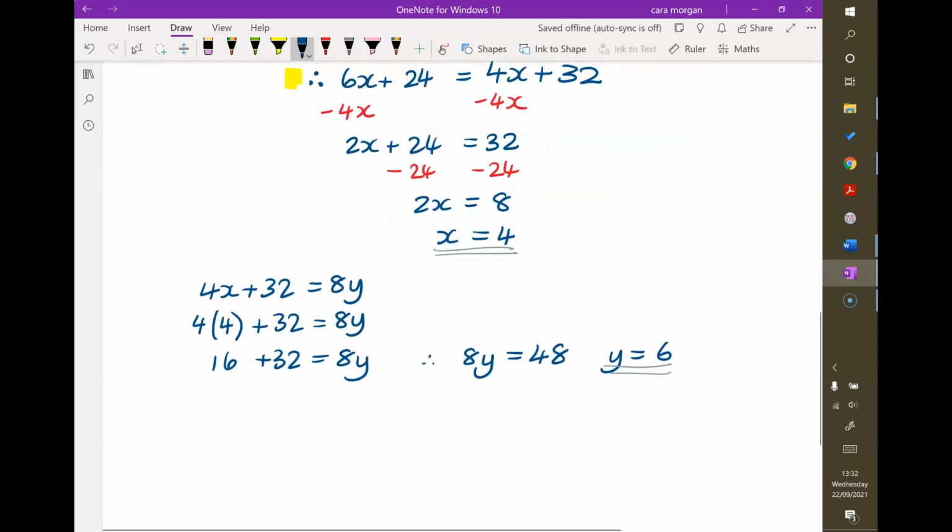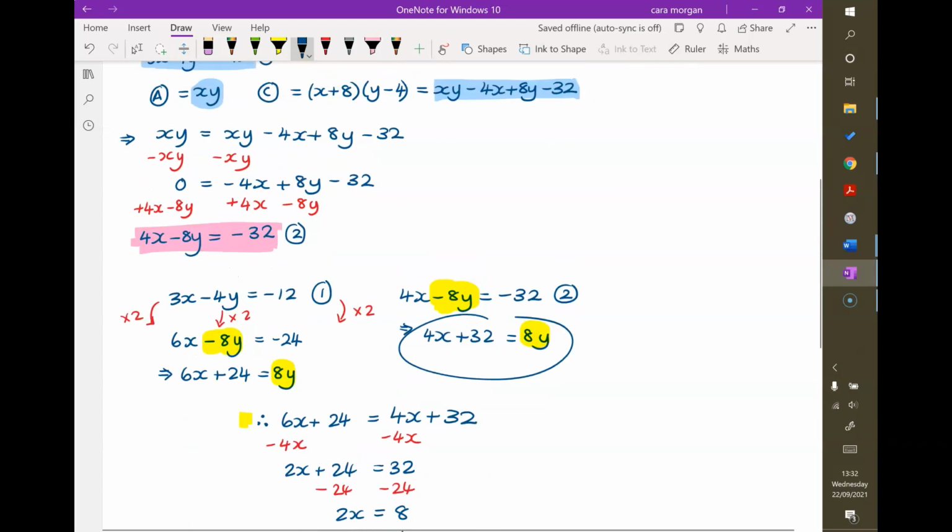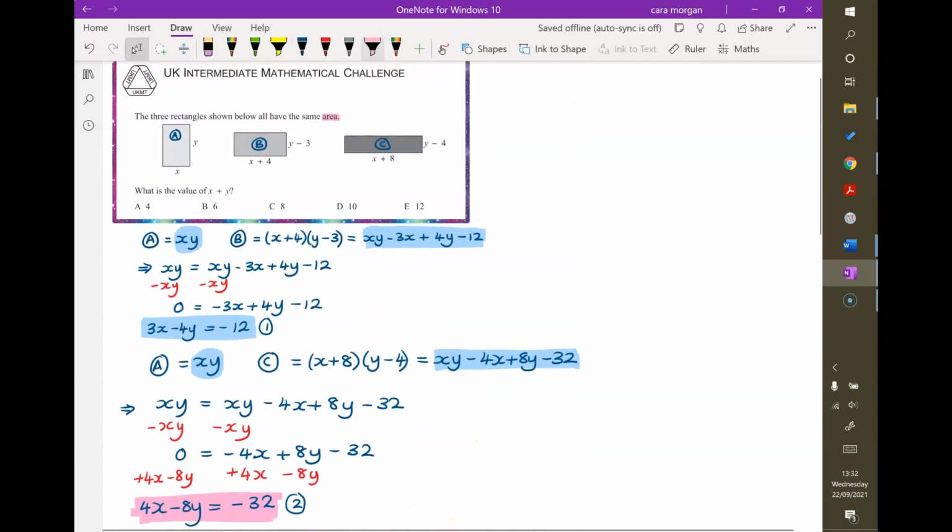I had to find the value of x add y, which is 4 add 6, which is 10, and that's the answer. If I go back to the question, 10 was one of the options, and D was 10, which was the answer.